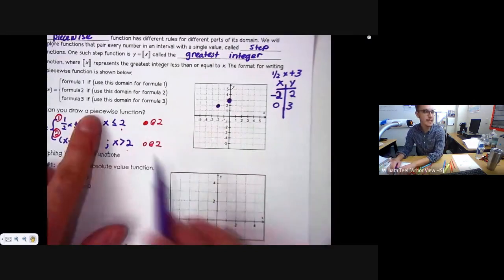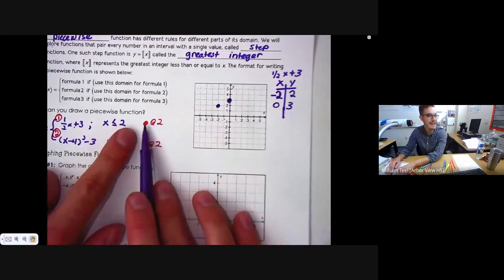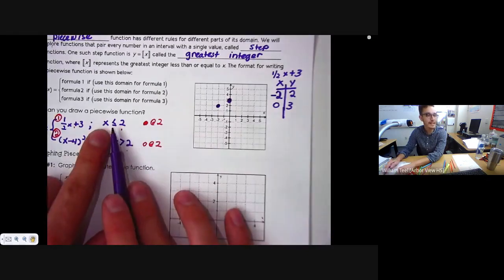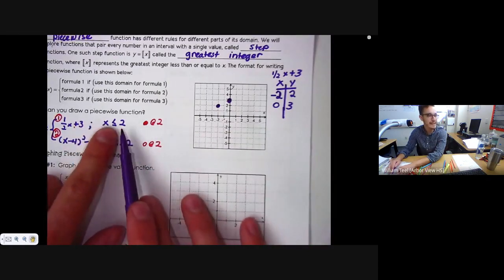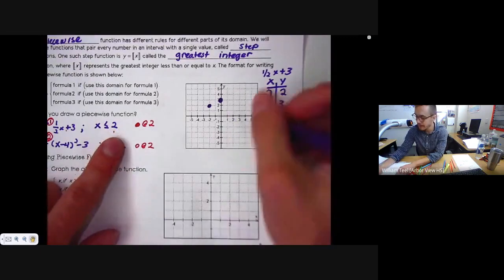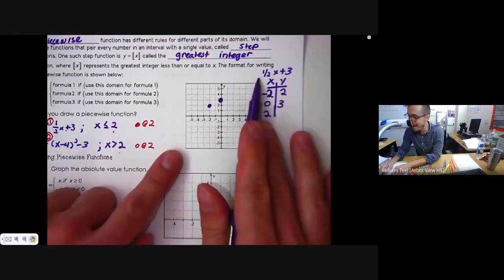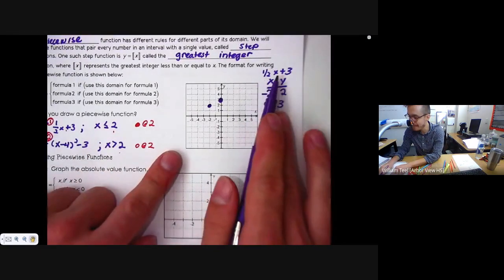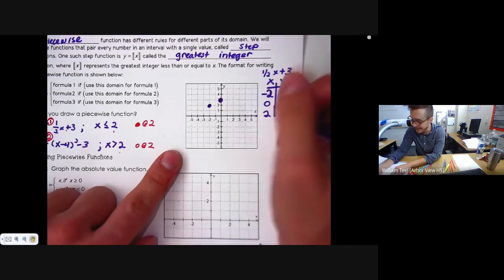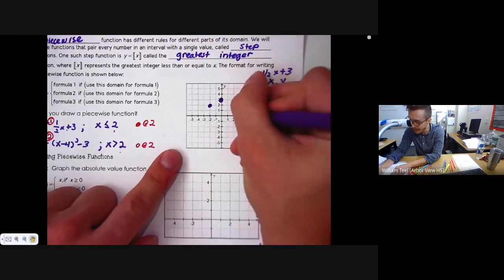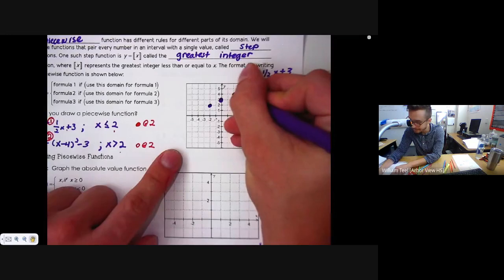And then let's go ahead and plug in 2. Once again, we're going to have a solid dot at 2, so that's acceptable. So if I plug in 2, because 2 fits that criteria right there, 2 is less than or equal to 2, I'm going to say 1/2 times 2 plus 3. Well, 1/2 times 2 is 1. 1 plus 3 is 4. So at positive 2, I'm going to go up 4.